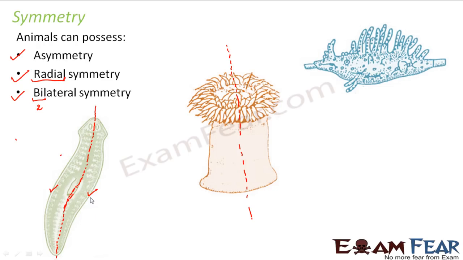Now, based on the definitions which we discussed so far for asymmetry, radial symmetry and bilateral symmetry, can you tell what kind of symmetry is exhibited by the human body? Exactly. It is bilateral symmetry. Because in the human body also, if you divide it along a specific axis, you get two halves which are symmetrical to each other.